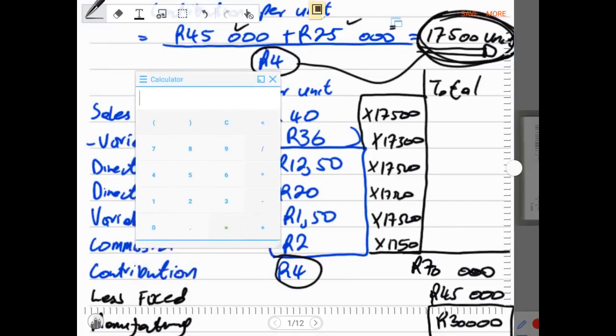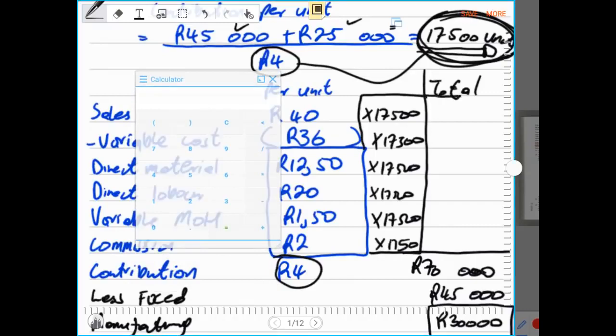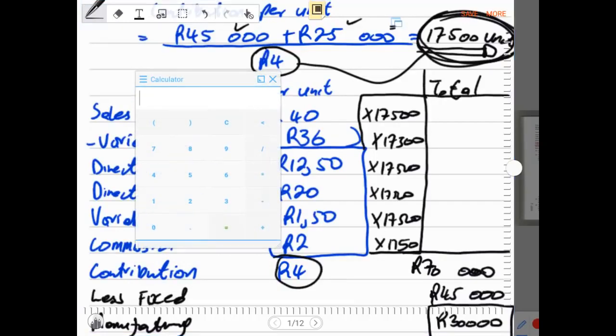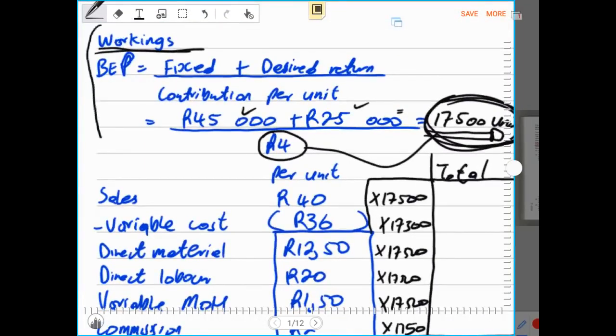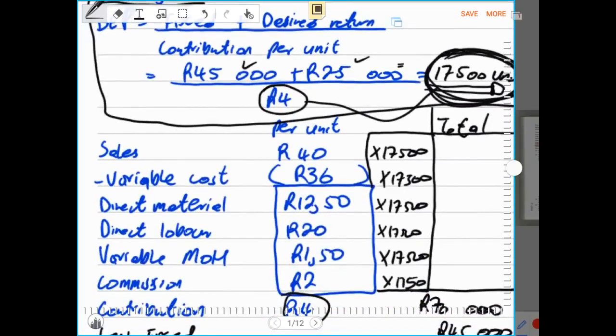So now, please be mindful. I hope I'm not confusing you. Be mindful of the fact that you can do this calculation separately, where you do workings as I did here. These are just the workings that I've done, which ends here. You can just do the workings and you get to the number of units that need to be sold. Then after, you just do your income statement from the top to the bottom.